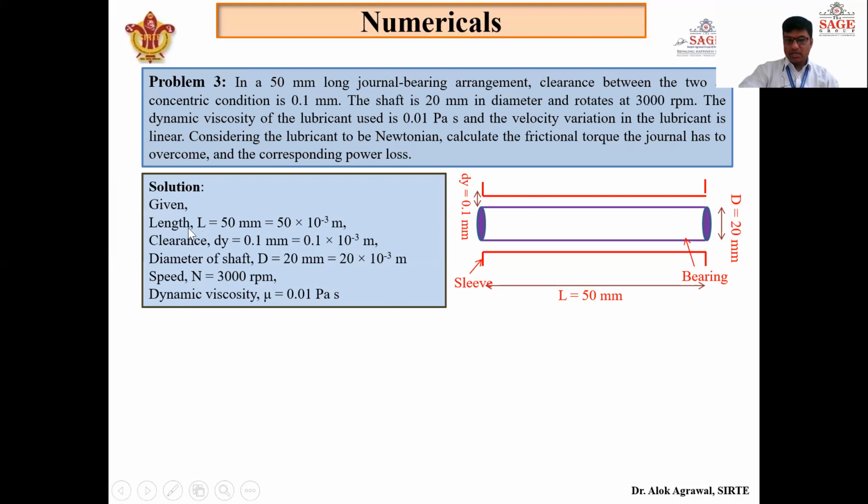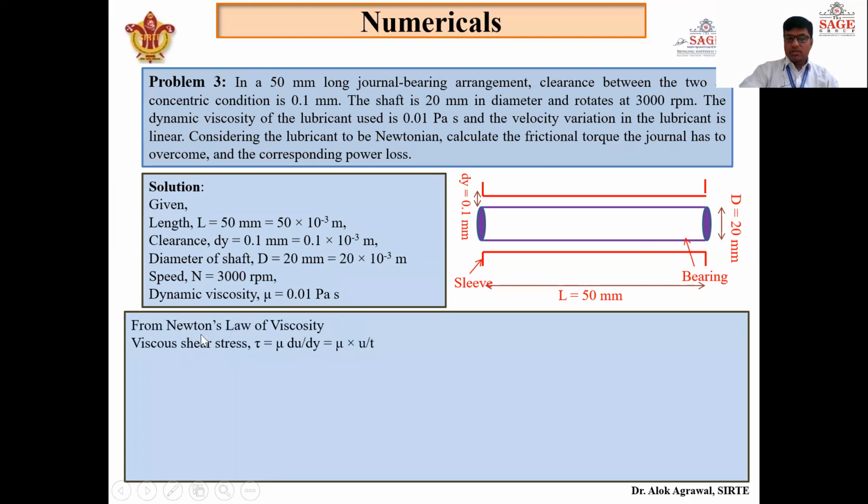So let us write the given conditions. Length is 50 mm, which we convert to meter: 50 into 10 to the power minus 3 meter. Clearance is given as 0.1 mm, so in meter it is 0.1 into 10 to the power minus 3 meter. Diameter of shaft is 20 into 10 to the power minus 3 meter. Speed is given as 3000 rpm, and dynamic viscosity is 0.01 Pascal second, that is Newton second per meter square.